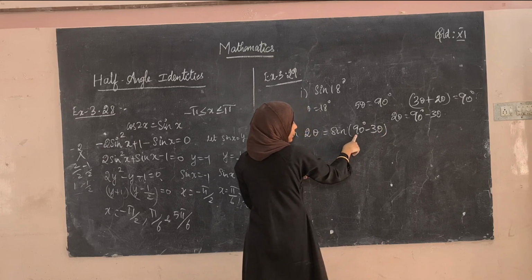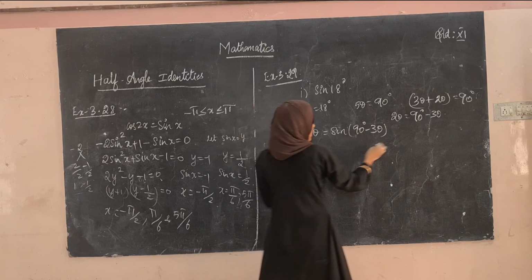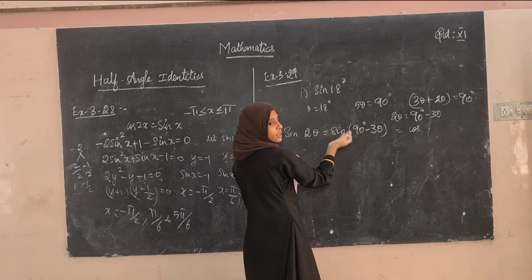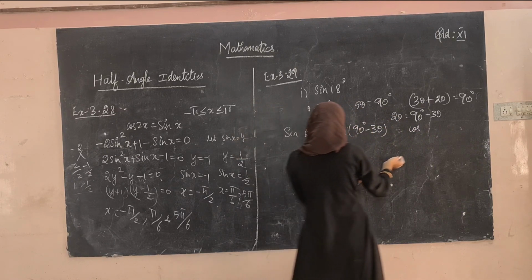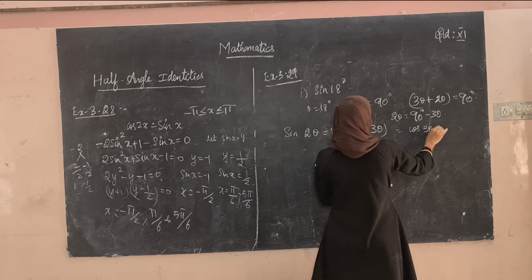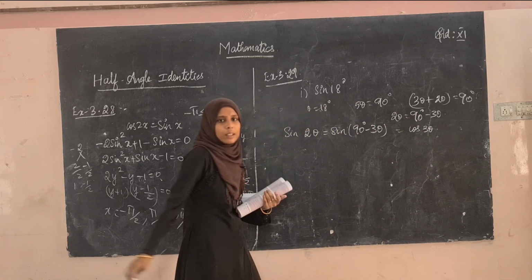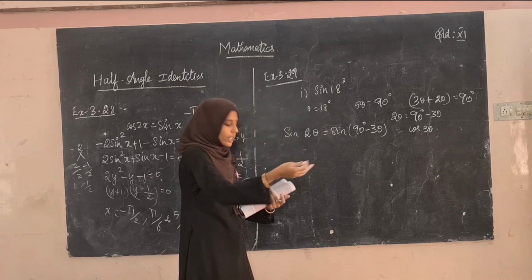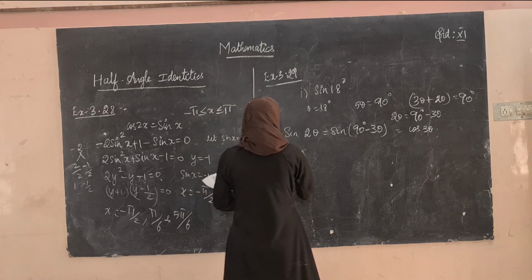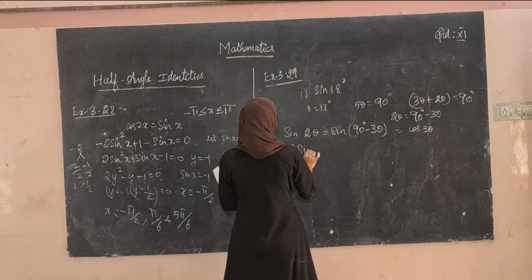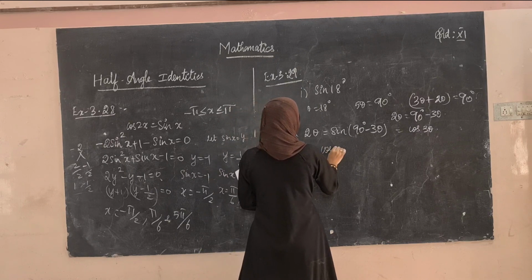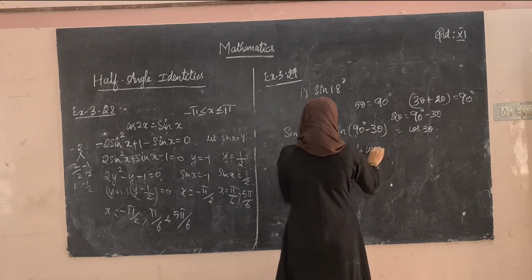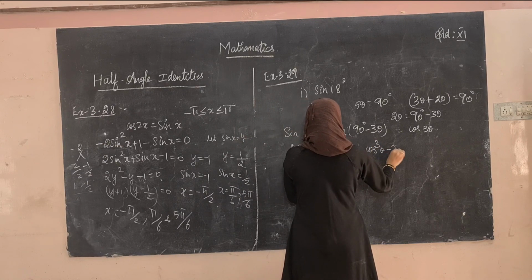Since this is 90 degree, we have to change this as cos. It falls in the first quadrant, so it will be cos 3 theta, because in the first quadrant all the trigonometric functions are positive. So sin 2 theta is equal to cos 3 theta. What is the sin 2 theta formula? 2 into sin theta cos theta is equal to, what is the formula for cos 3 theta? It is 4 into cos cube theta minus 3 cos theta.